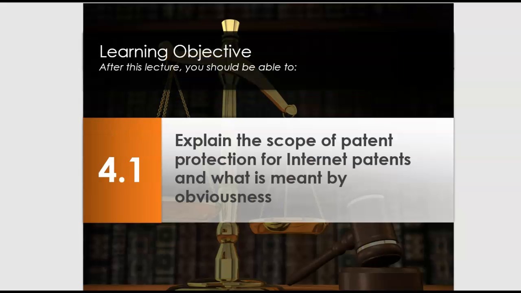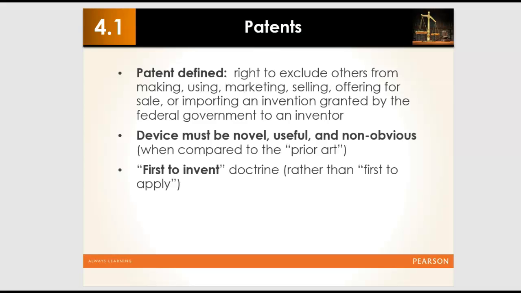Okay, so let's look at the scope of patent, what is a patent, what a patent protects. So whoever has a patent on a product actually has the right to exclude, to prevent others from either making, using, marketing, selling, offering for sale, and even importing that invention, that product that is patented, to the United States or to Canada.